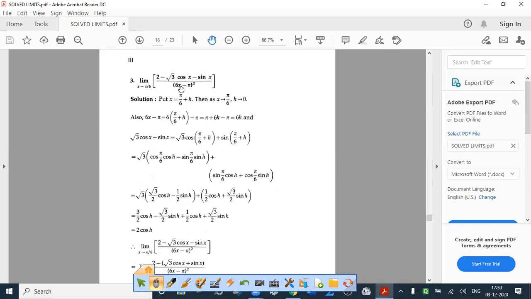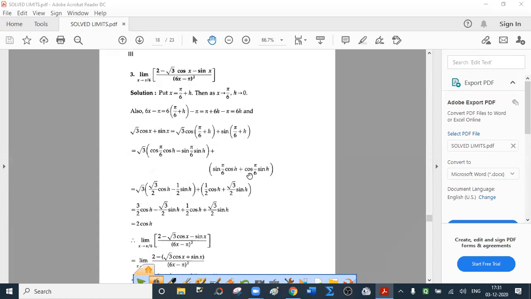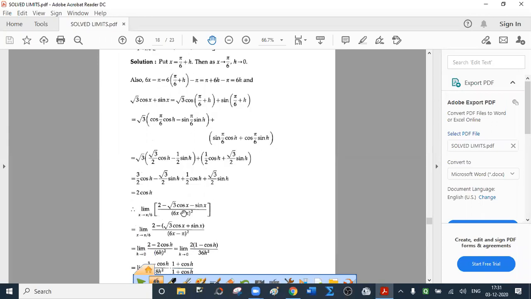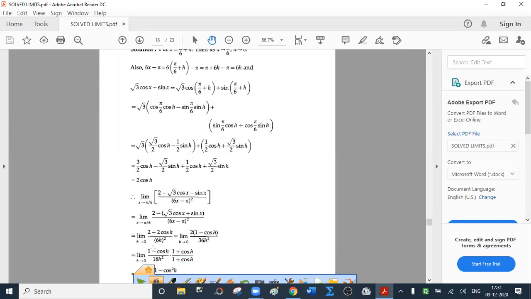And what about this? Root 3 cos x plus sin x. Substitute x equal to pi by 6 plus h and then simplify. See what you get. Cos of alpha plus beta, sin of alpha plus beta. You will notice on simplification, you simply get 2 cos h. And therefore, the sum becomes limit h tends to 0, (2 minus 2 cos h) upon square of 6h. See how 2 cos h is obtained. You can see this after the lecture.